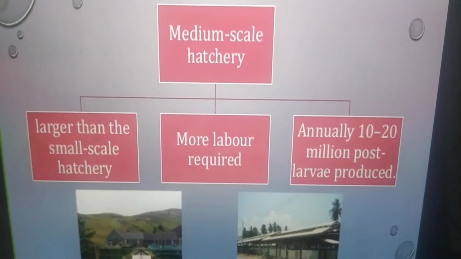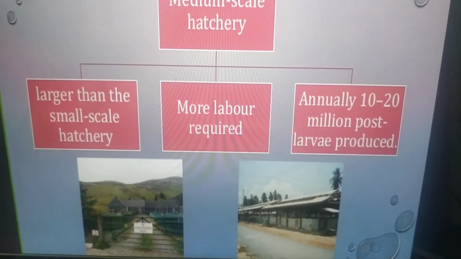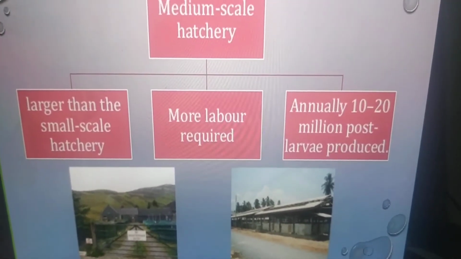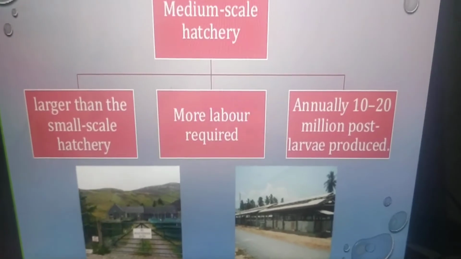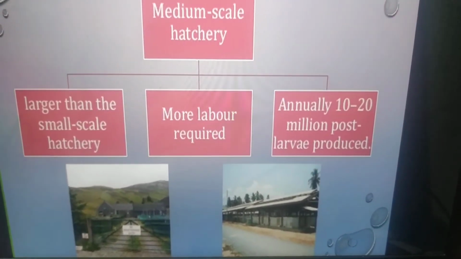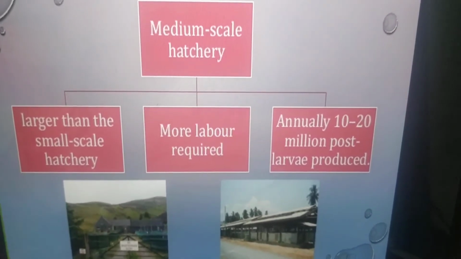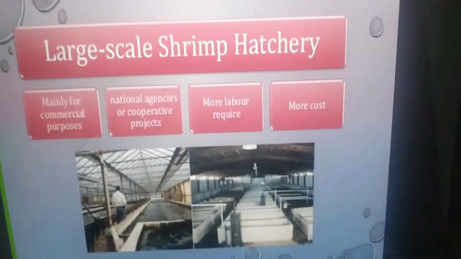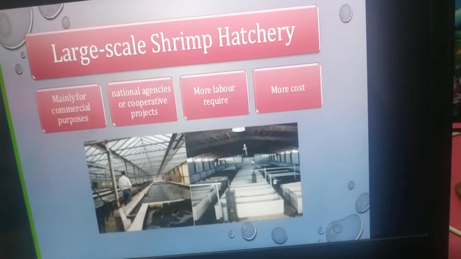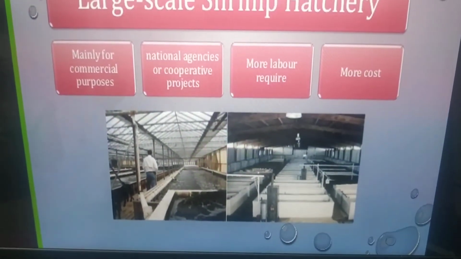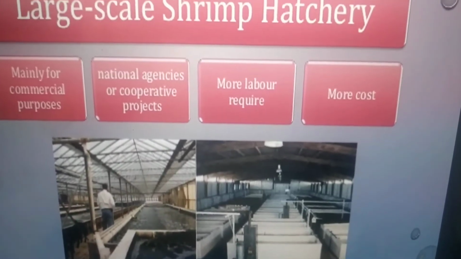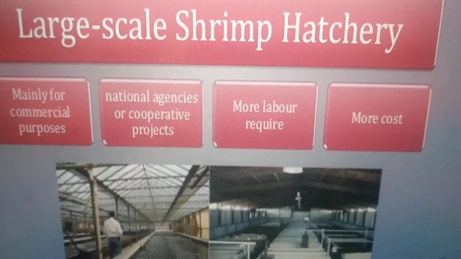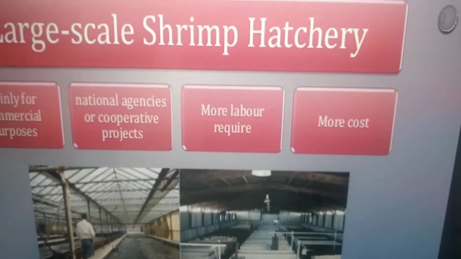Medium scale hatchery is larger than a small scale hatchery, more labor is required, and annually 10 to 20 million post larvae are produced, somewhat higher than a small hatchery. Here labor is used, and investment is a little bit high compared to a small hatchery. Then the large scale shrimp hatchery is a complete commercial hatchery, mainly for commercial purposes, run by national agencies or cooperative projects. More labor is required, more cost, and investment is very high.